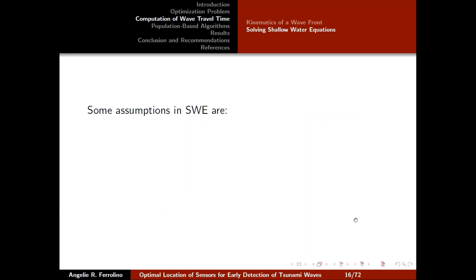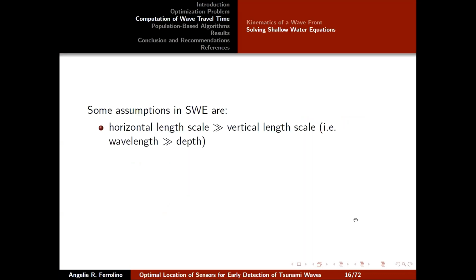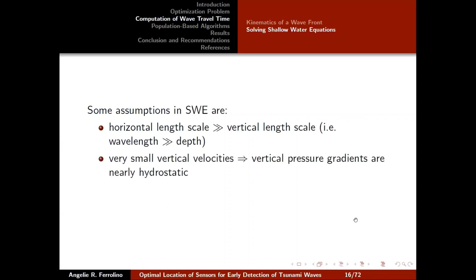Some assumptions in the shallow water equations are the following. The horizontal length scale is much greater than the vertical length scale, meaning the wavelength is much greater than the depth. We also have very small vertical velocities, and so the vertical pressure gradients are nearly hydrostatic. And we are working with incompressible fluids, meaning the density is constant.